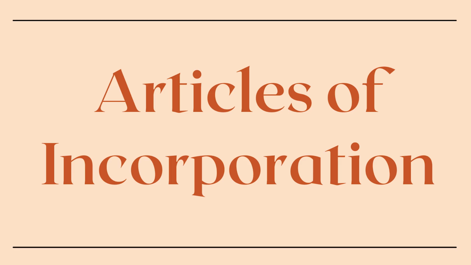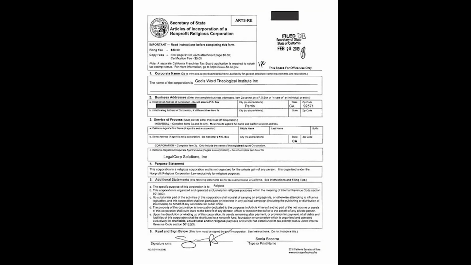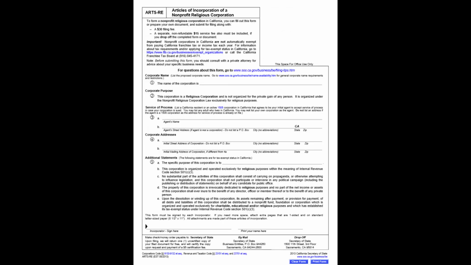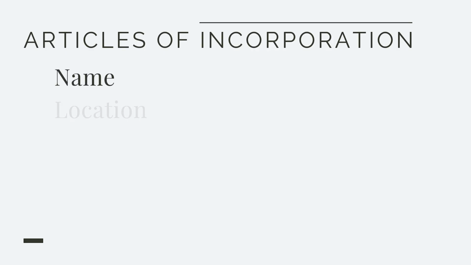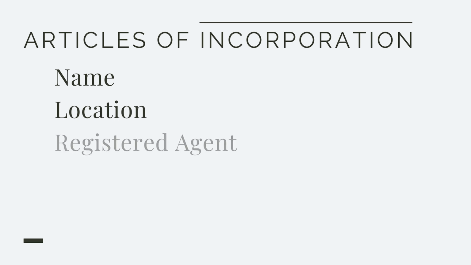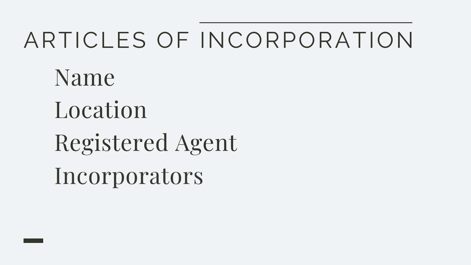The first and most important document in forming a church is the Articles of Incorporation. This is the initial formative document that, as soon as it's filed with the state, brings the church into existence. It incorporates it, making it a living legal entity. The Articles of Incorporation document is usually fairly brief, and it always includes this basic information: the name, the location of the organization, the registered agent if the organization does not have a physical address, the names of the initial incorporators of the organization and their addresses, and also the duration for which the church is to exist.